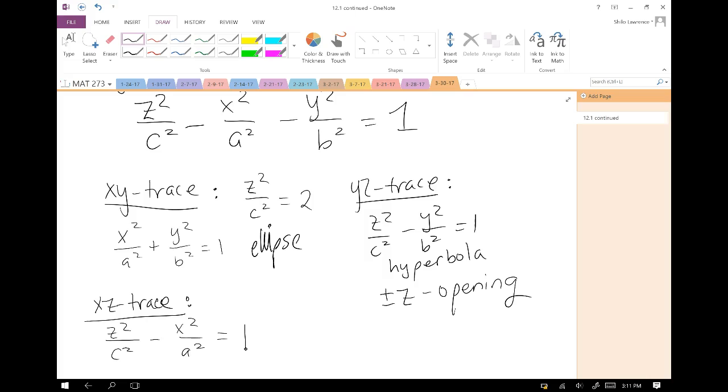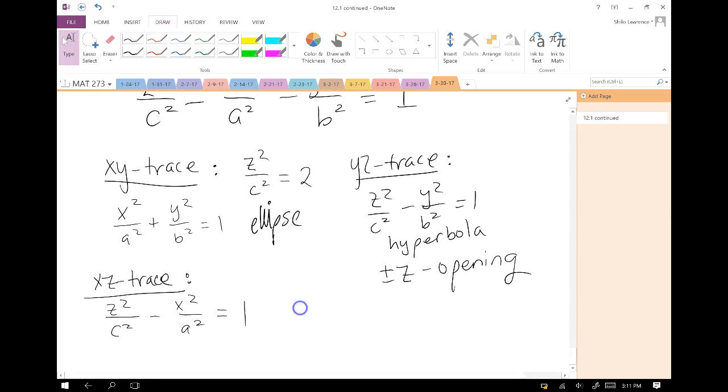XZ trace is z squared over c squared minus x squared over a squared. Is another set of hyperbolas. Again, opening in the positive and negative z direction. This looks exactly like the last one. There's one tiny difference.